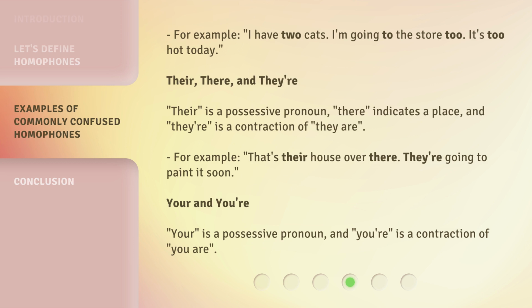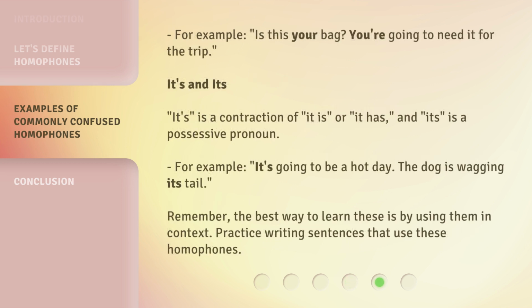Your and you're. Your is a possessive pronoun, and you're is a contraction of you are. For example, is this your bag? You're going to need it for the trip.